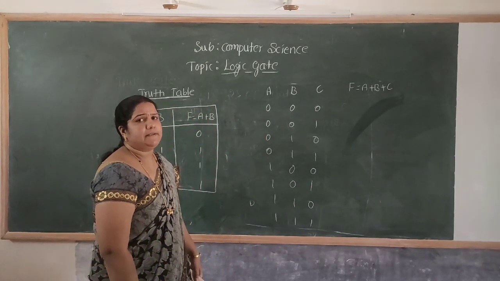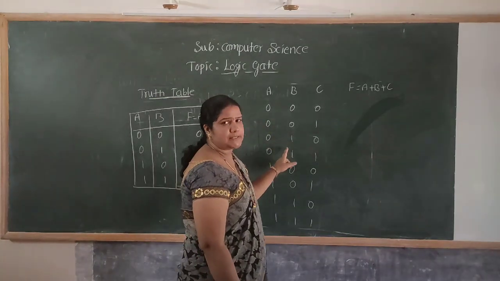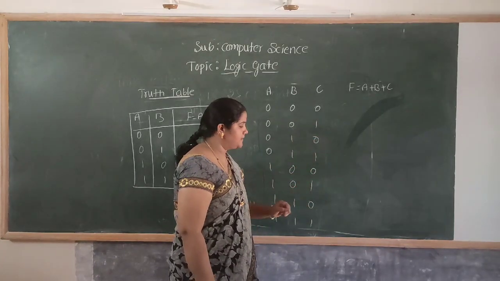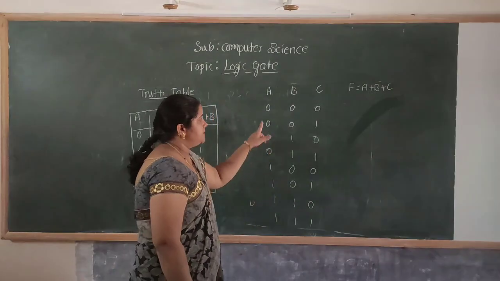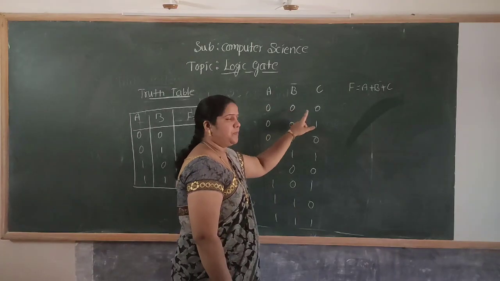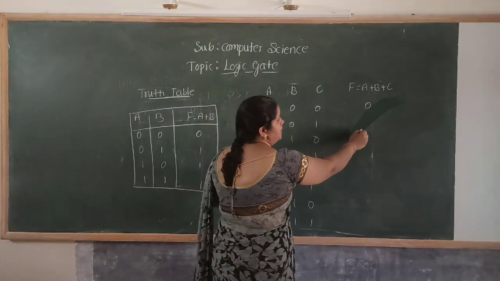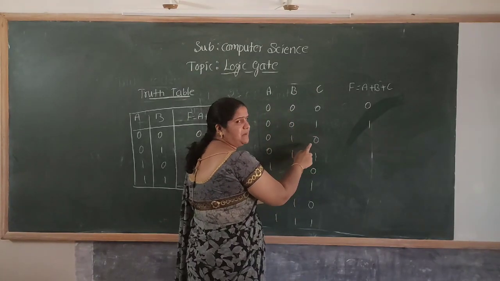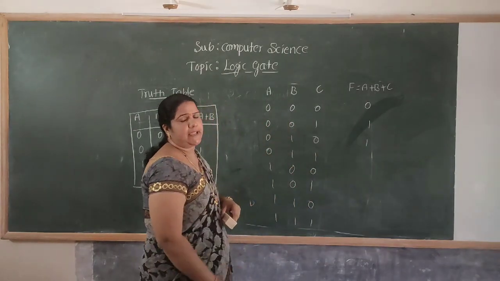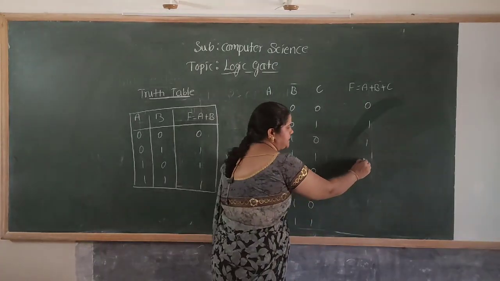An easy way to remember it: the first column is 0, 0, 0, 0, 1, 1, 1, 1 and the second column is 0, 0, 1, 1, 0, 0, 1, 1 and the next column is 0, 1, 0, 1, 0, 1, 0, 1. Output will be F equals A plus B plus C. 0 plus 0 plus 0, 0. 0 plus 0 plus 1, 1. 0 plus 1 plus 0, 1. 0 plus 1 plus 1, 2 is there. Again, 2 in binary is 1, 0.